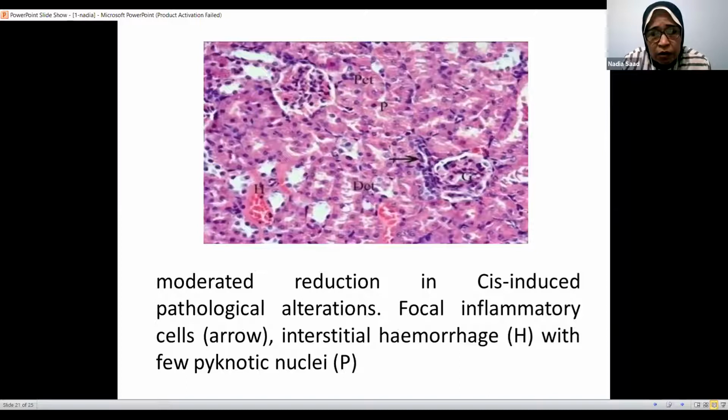This is the model protected before cisplatin group injection. It shows moderate reduction of cisplatin pathological alteration, with focal inflammatory cells and interstitial hemorrhage with pyknotic nuclei.